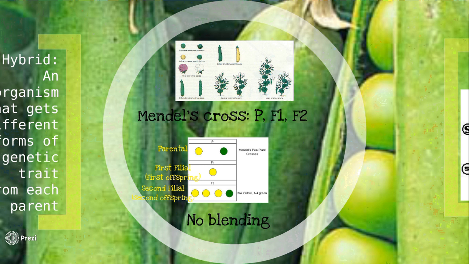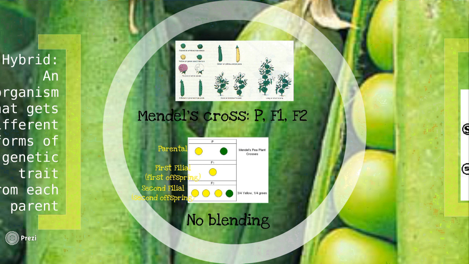He did not see any blending in these pea plants. What he saw were very distinct traits. If he took a pure breeding yellow crossed with a pure breeding green pea plant, all of the offspring were yellow. And then if he allowed those yellow to self-fertilize, he saw the re-emergence of the green trait.